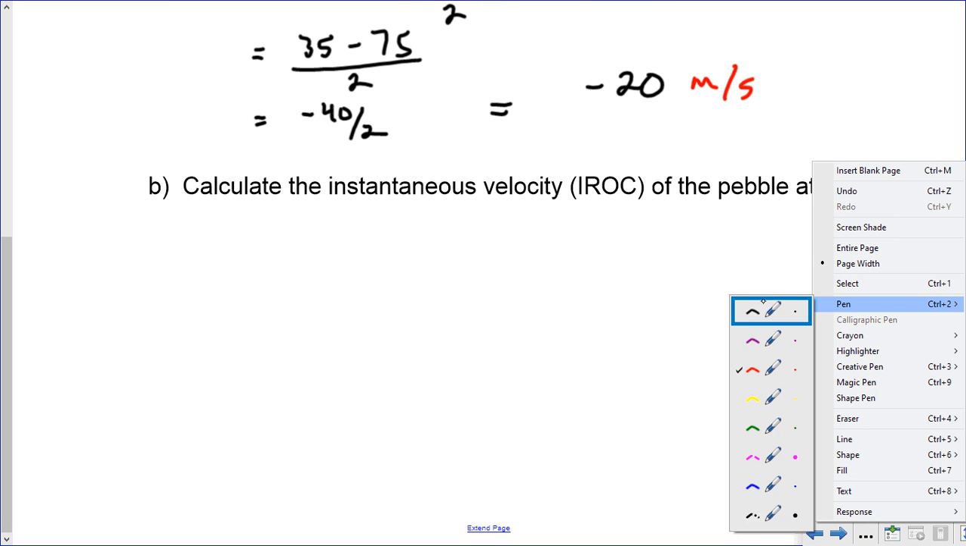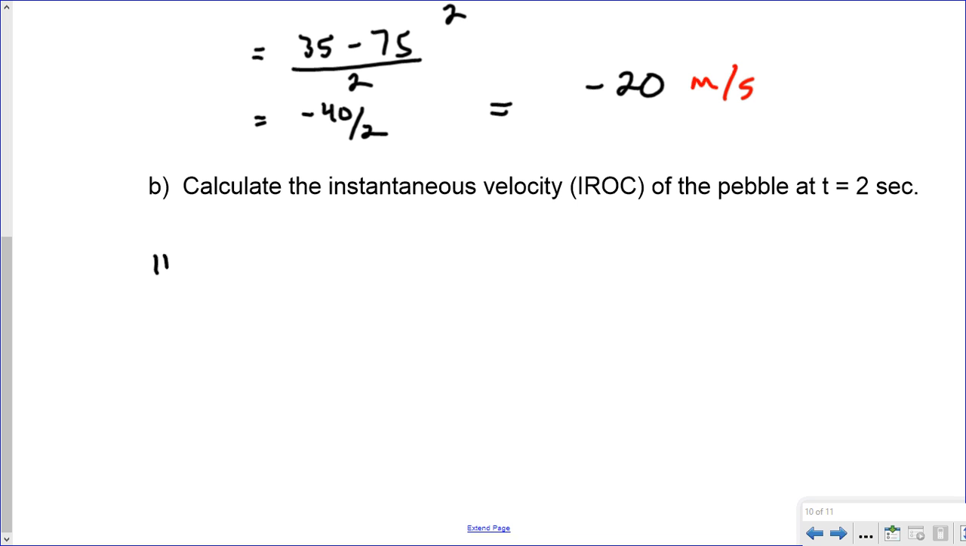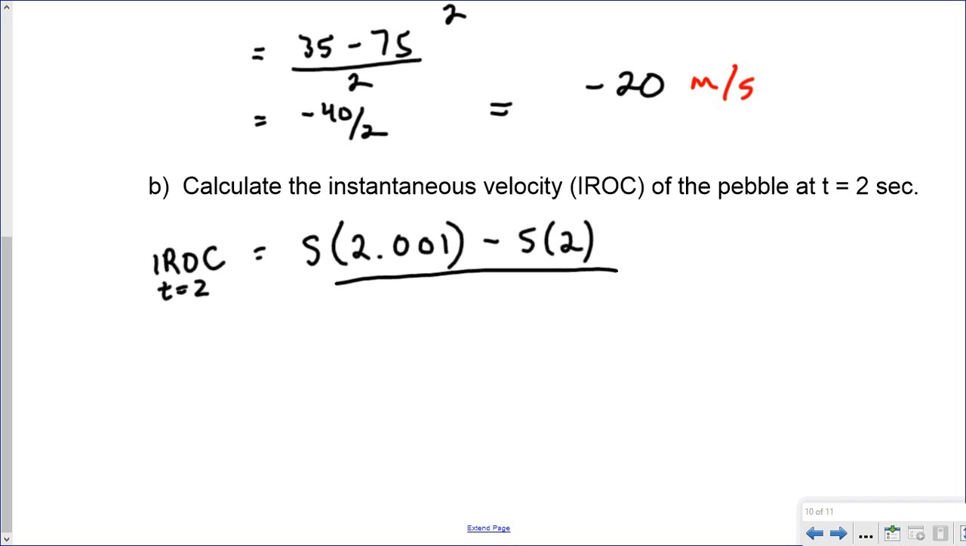So here's a good instantaneous rate of change question. The instantaneous rate of change is going to be found at t equals 2 seconds. So my formula here is going to be s at, let's go 2.001, minus s at 2, over top of 2.001 take away 2.